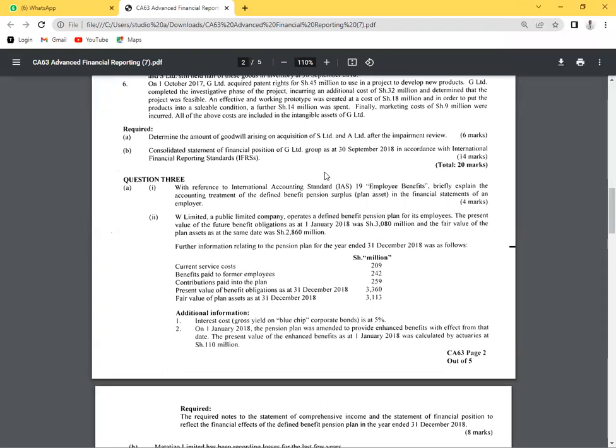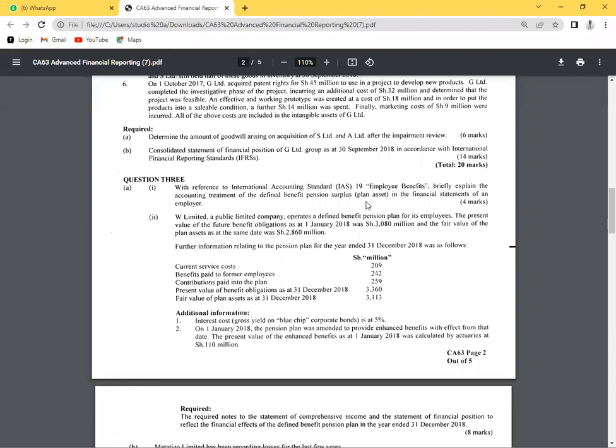What are they telling me really? With reference to International Accounting Standard 19, employee benefits, briefly explain the accounting treatment of the defined benefit pension surplus, what is also called the plan asset in the financial statements of an employer. Really, this kind of a question is not even worth 4 marks. Because when it comes to this plan asset, what are we supposed to do?